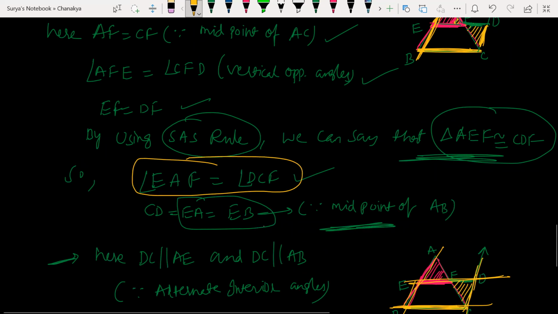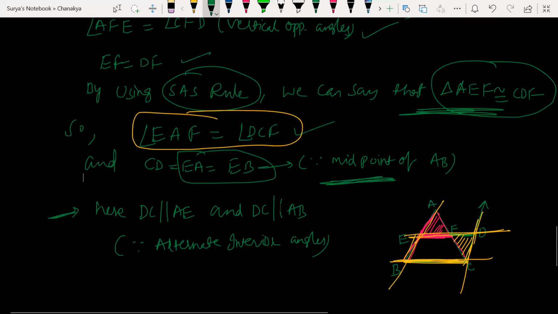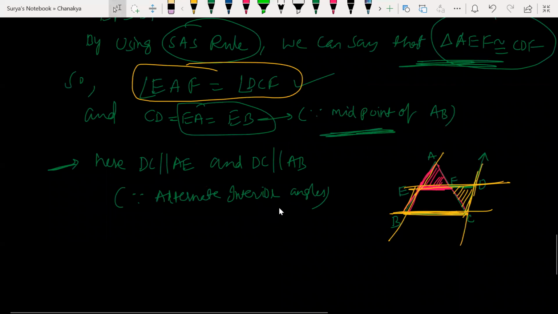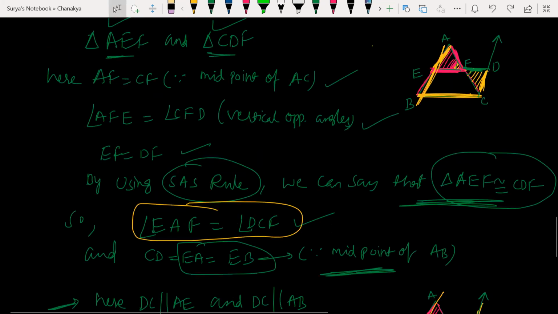And again CD is equal to EA. EA is equal to EB since E is the midpoint of AB. So again here DC is parallel to AE and as well as AB. These are alternate interior angles. Now what we have to prove is that EF is half of BC.